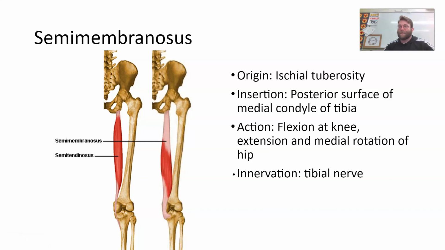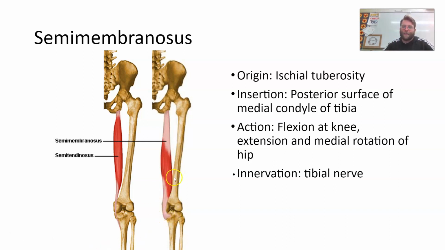Another one that we saw was the semitendinosus. The semimembranosus runs parallel to that, next to it. But the semimembranosus has a lot more muscle and a shorter tendon than the tendinosus, right? And its main job is to help with flexion at the knee, and it also helps with extension and medial rotation of the hip. It originates at the ischial tuberosity, runs along the posterior side of your leg, and goes down to the posterior surface on the medial condyle of the tibia, going down this entire length to the backside of your tibia and inserting on the underside.